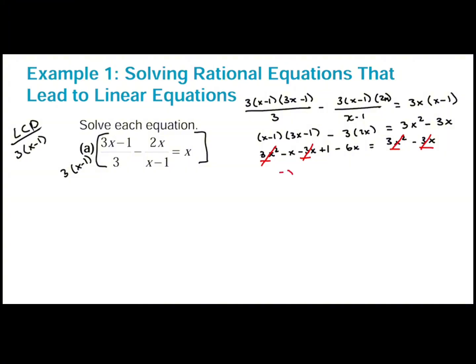So I am left with negative x plus 1 minus 6x is equal to 0. Therefore, I have negative 7x plus 1 is equal to 0. So I got negative 7x is equal to negative 1, so x is just equal to 1 over 7. Now, the only thing that x cannot be here is what? x cannot be equal to 1. So this checks out because it does not make the denominator equal to 0.